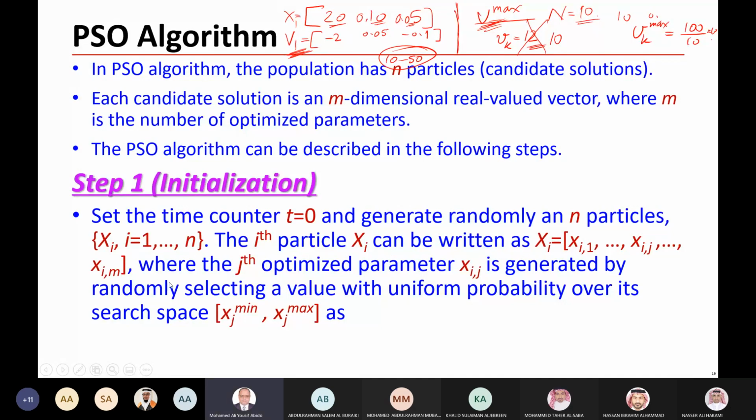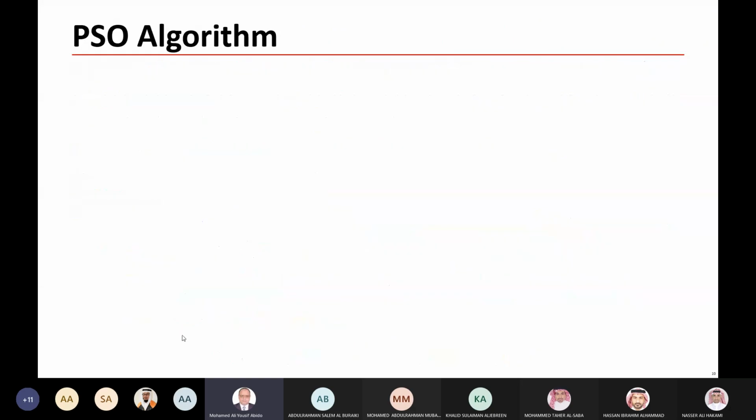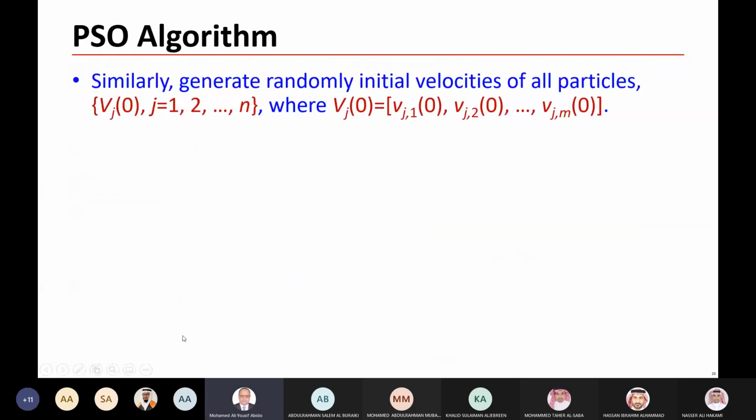and so on. These are the genes or the dimensions here, and randomly selecting the uniform probability over the search space, maximum and minimum. So you can have each gene for each particle, minimum plus a random number between 0 and 1 of maximum and minimum. So nothing new for the initialization step. It is similar to this.